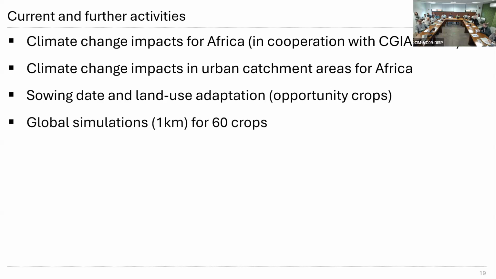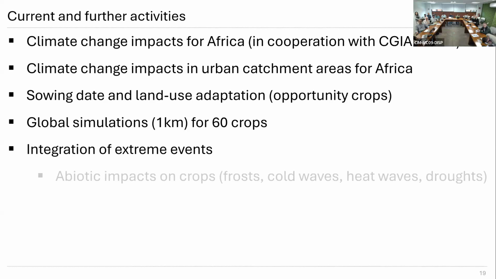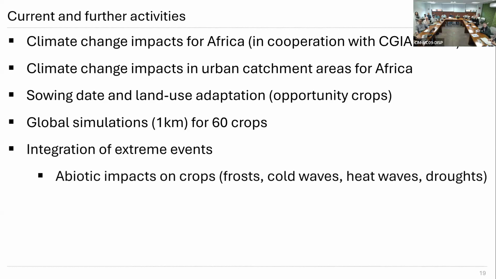Then we aim at expanding our simulations, not only for Africa, but also to make it global. Therefore, we want to use the 5 AgMIP CMIP6 climate models for almost 60 crops, or even more than 60 crops we have now already parameterized. The integration of extreme events is a big topic, because that approach is a simple approach where you can also use meteorological indicators to consider extreme events, like frost and other events that we specifically want to integrate in our approach, also together with the University of Hamburg.